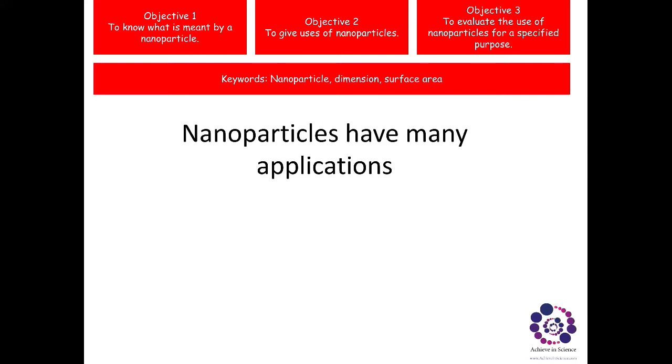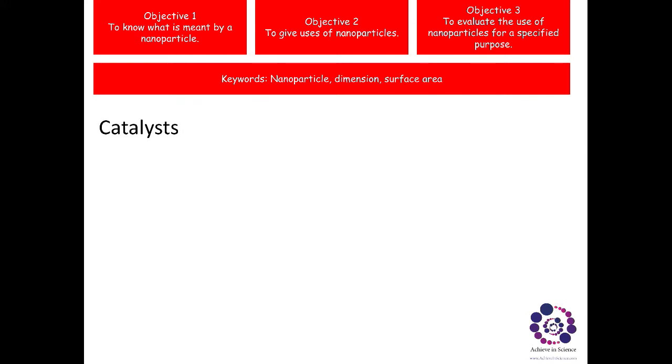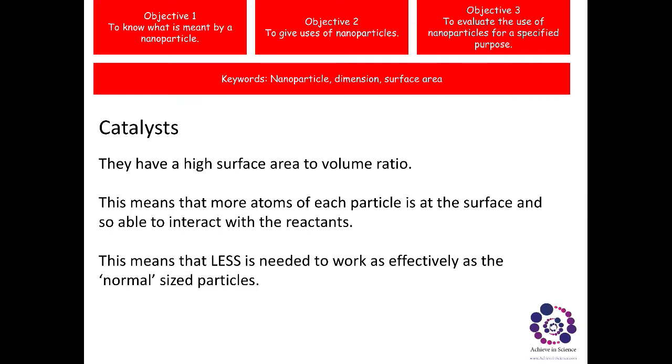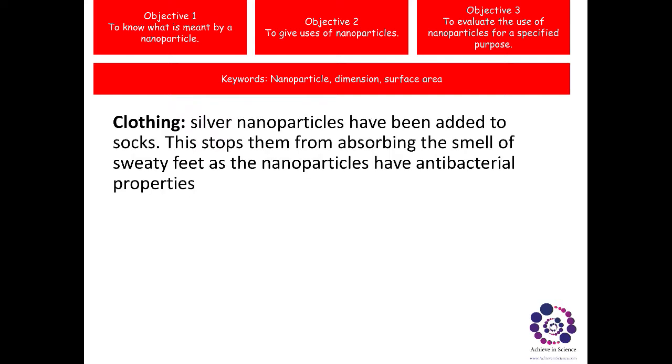Nanoparticles then have many different uses and applications. They can be used as catalysts to speed up chemical reactions without being used up. Because of their high surface area to volume ratio, more atoms of each particle are at the surface and so able to interact with the reactants. This means that less is needed to work as effectively as normal sized particles, which is vital, particularly if you've got a catalyst that is gold, for instance, that is very expensive. The less of it that you need, the better it is going to be for you.